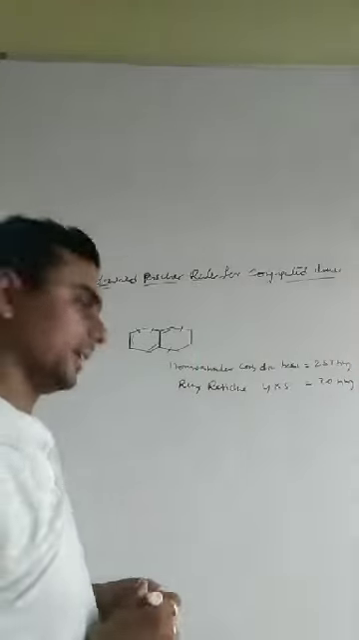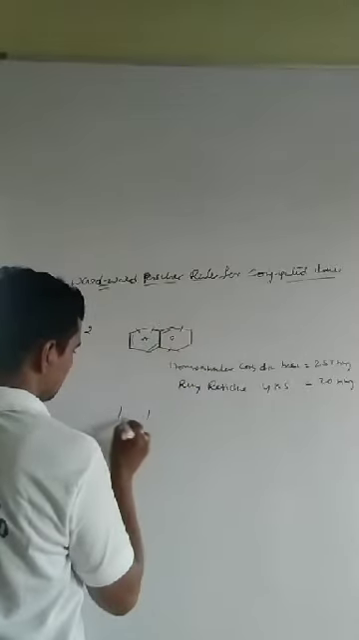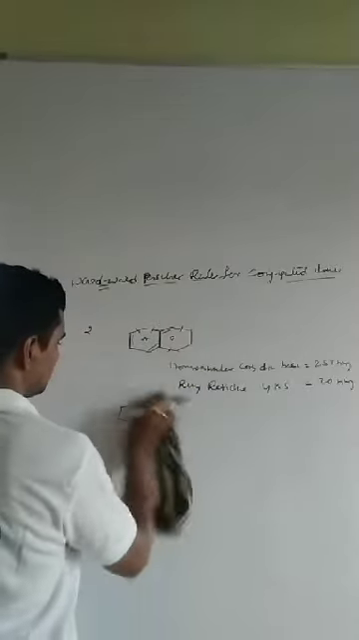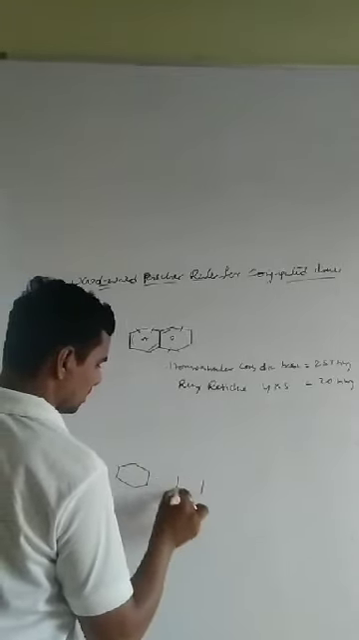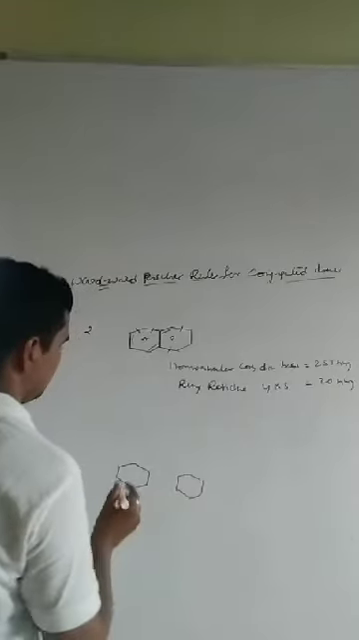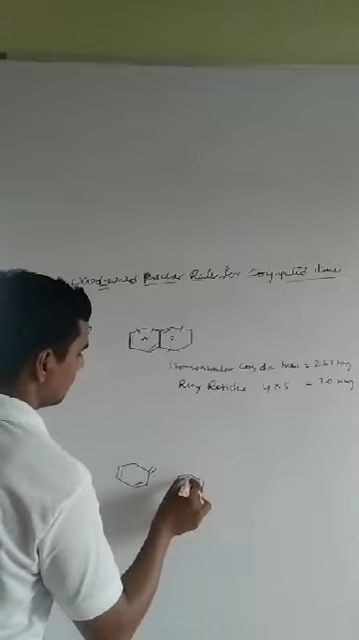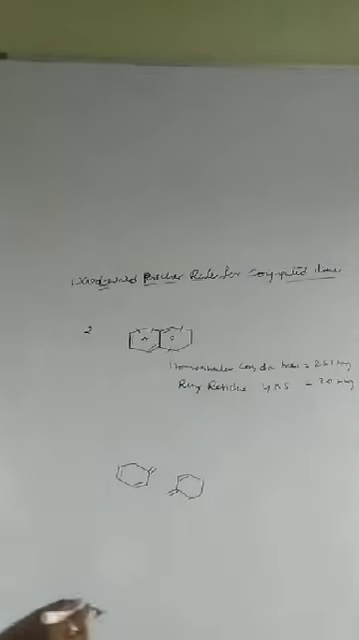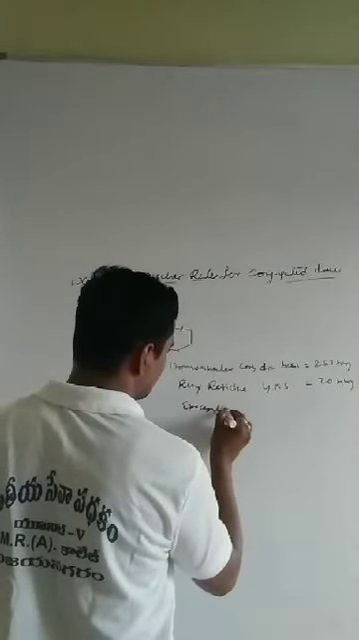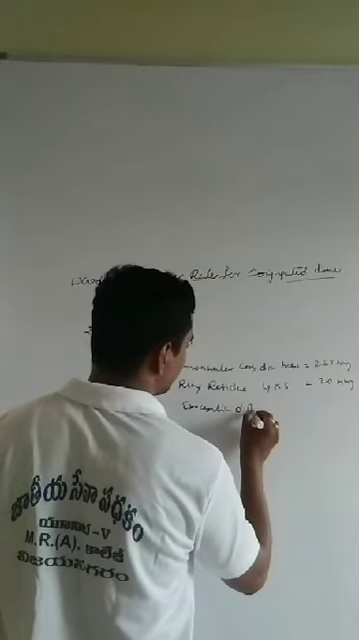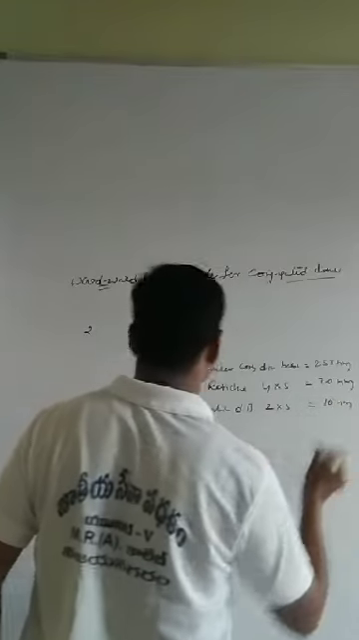Next one, exocyclic. This is A, we consider this A and this B. Then you see outside, in this molecule, a double bond is present here, and a double bond inside the ring. So both rings have exocyclic double bonds. Exocyclic double bonds, 2 into 5 is equal to 10 nanometers.